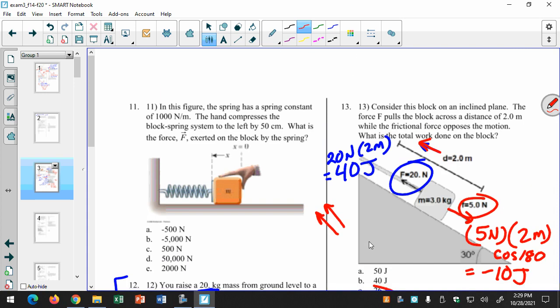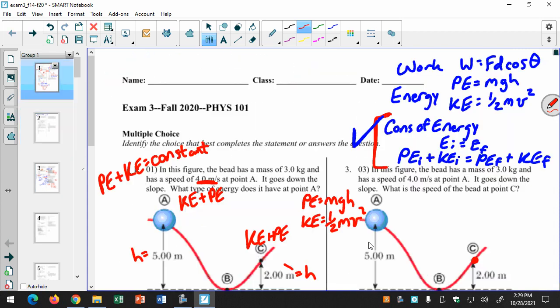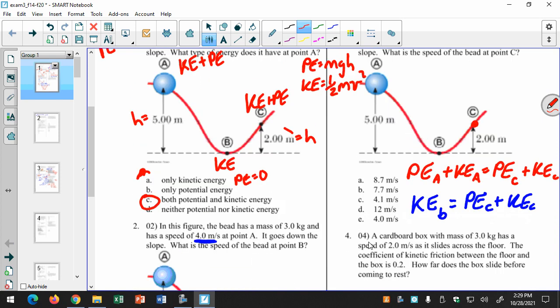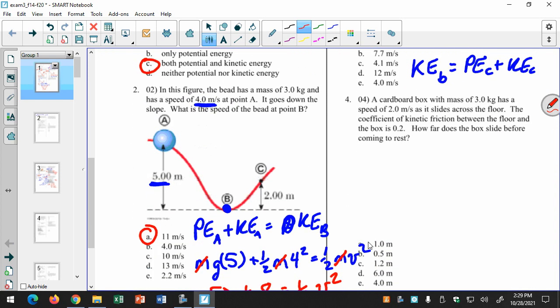So we've done work, we've done the work energy theorem, we've done the conservation of energy. So I think we've done them all. Let's just do some more. Ooh, number 4 is a good one.